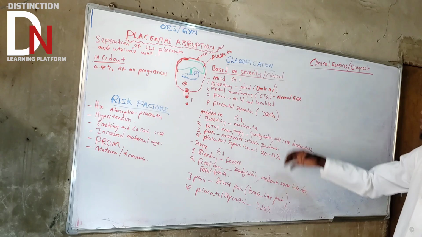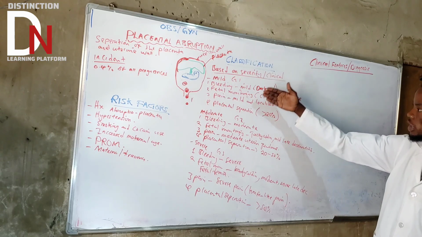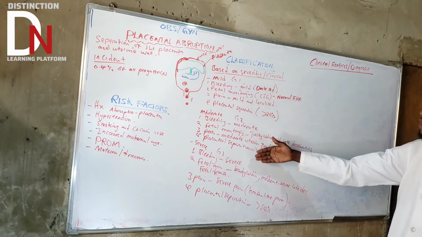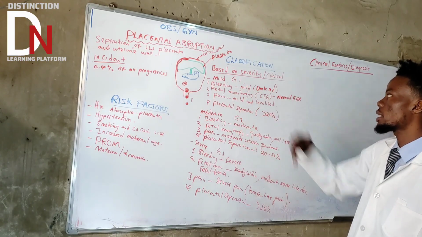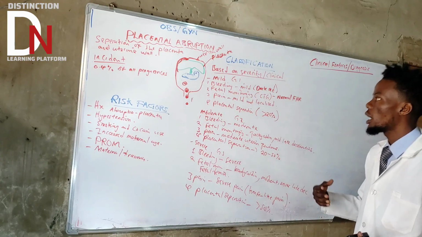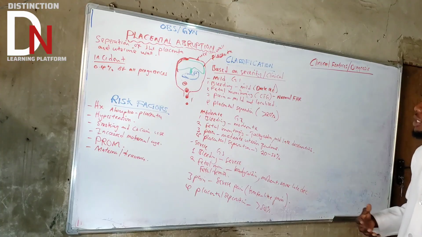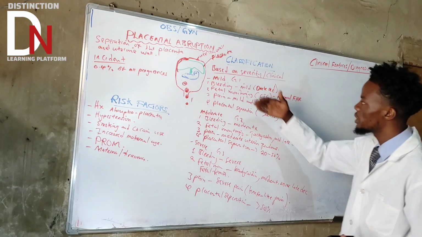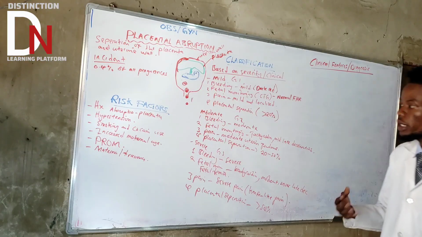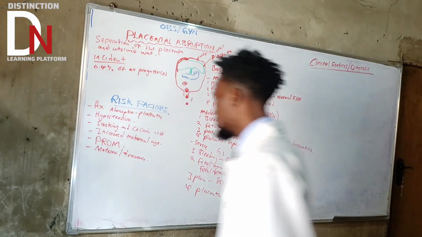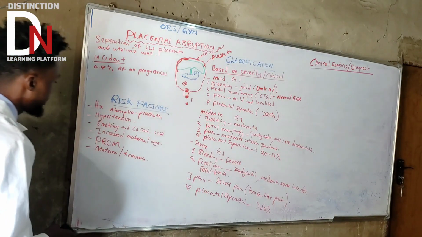So for you to diagnose that this is under grade 1, at least they need to have all these features. Not just one, like there's a mild bleeding, then this is mild placental abruption. No, they need to have at least these 4 features, then you are going to consider them under mild, moderate, or severe. Very, very, very important point to consider.